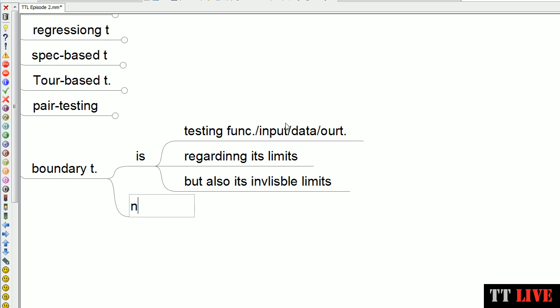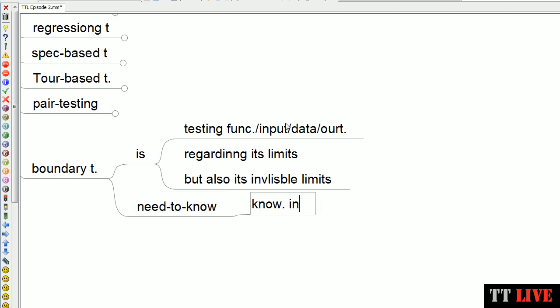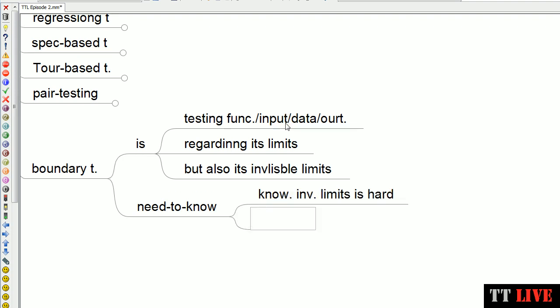Knowing the invisible limits is hard. Let's say in a web server system, text goes on, no problem, everything's fine. It doesn't go over the character limit, it's fine. But what about encoding? Does your server handle the same charset that your browser and the user are using? If it doesn't do UTF-8, then it's an invisible boundary for the text.